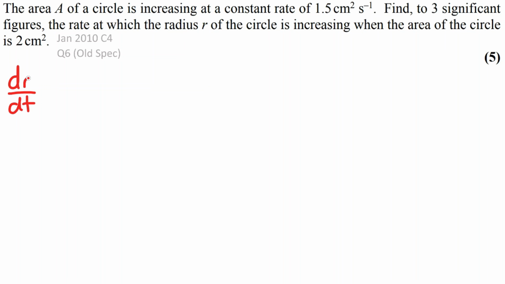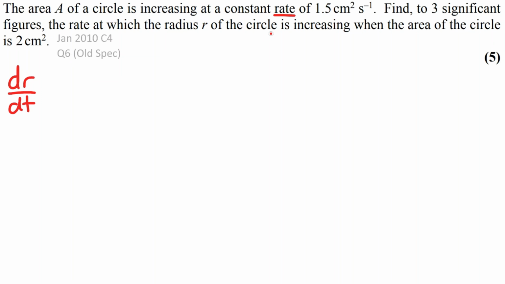So therefore this r here is going to be on top. So we need to find dr over dt. Okay, so let's look at some other parts of the question. For the first sentence, it says that the area of a circle is increasing at a constant rate.